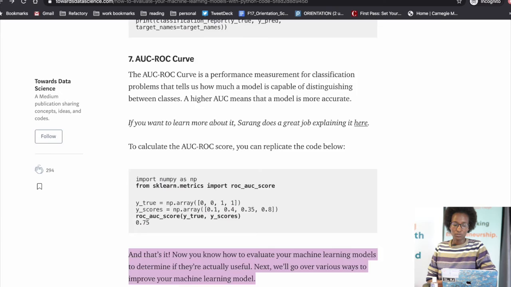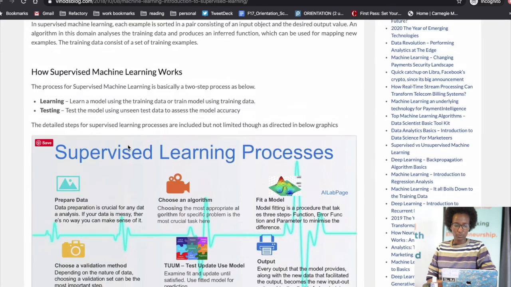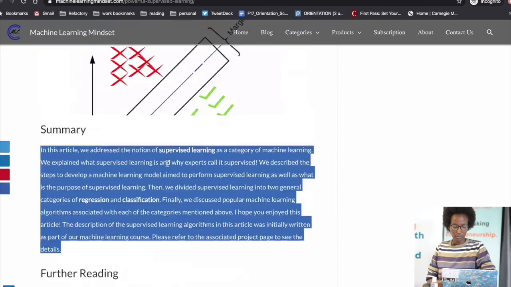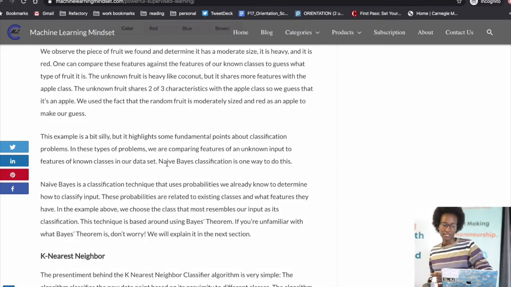What are the other ones we looked at? Okay, yeah, you can always go back and see which ones they are. Yeah, they're right here. K-nearest neighbors under the classification bit.